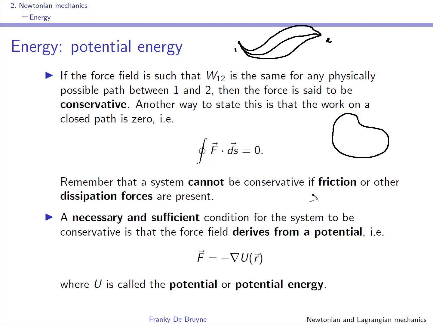dissipation forces. A necessary and sufficient condition for a system to be conservative is that the force field derives from a potential. So the force field can be written as minus the gradient of a function u, which is called the potential or potential energy.